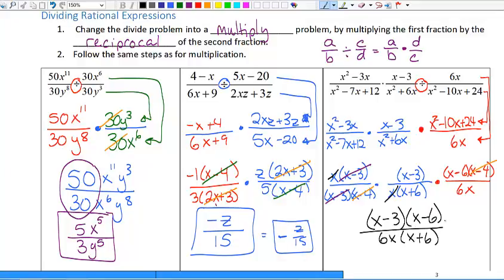Please be careful. The x minus 6 and the x plus 6 do not divide out to 1 because they are not exactly the same. Now that I'm looking at this answer, it doesn't look like there's anything else that could divide out, so I know that I am done.